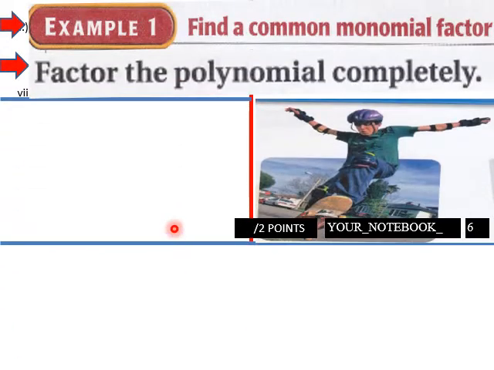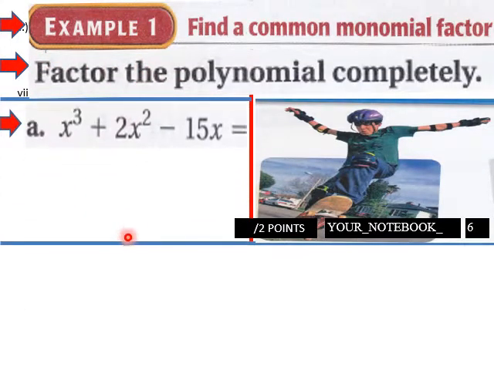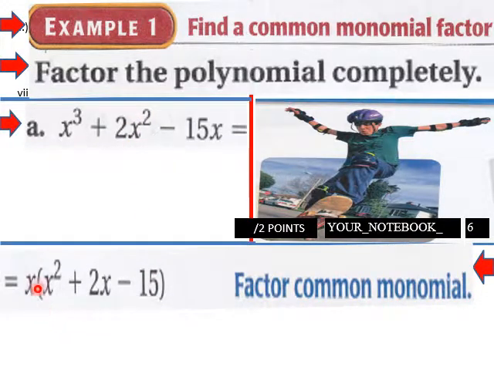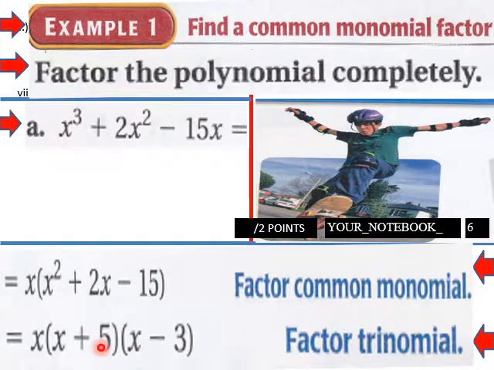Okay, example 1, find a common monomial factor. So we have a trinomial here. What would be a common monomial that you could factor out of it? You just factor out an x, and then you get this here. You factored out a common monomial. And then you can further factor this into these two binomials.